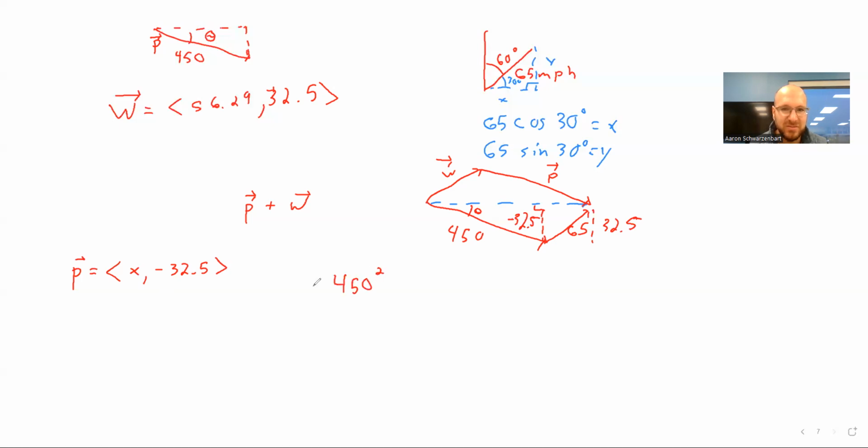Pictures here become really helpful. So c squared, I'm going to put on that side. X squared plus 32.5 squared. So I solve this for x, square both of them, subtract the 32.5 squared, and I get 448.82. So here's my vector P. I still don't have the angle, but that'll be just a second.